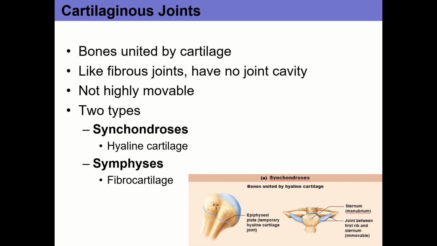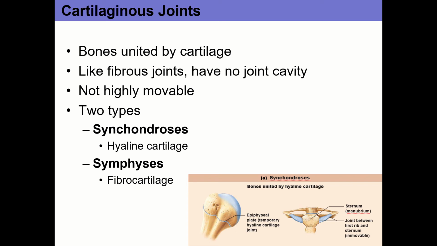The other example of a synchondrosis is the interaction between the ribs and the sternum. Your sternum is that bone in the middle of your chest. As mentioned before, there's no direct bone-to-bone connection between your ribs and your sternum. There's cartilage that sits in between. And that's hyaline cartilage. The name for that specific one is called the costal cartilage.